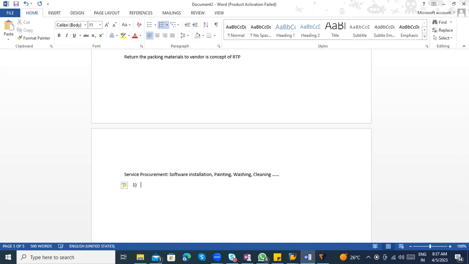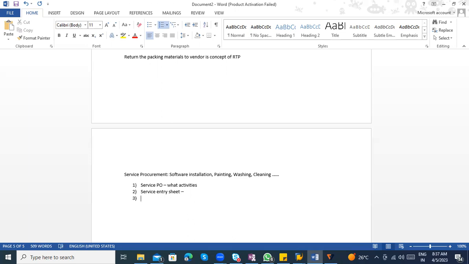What is the process here? We'll be creating a service PO. In the service PO, what activities are you looking at? Suppose software installation, voice installation, and VPN installation. All these things will come under it, so we'll mention them here. Then we'll maintain one service entry sheet, and the activities which are completed, I just mark as completed services. The services which are not completed are still pending.